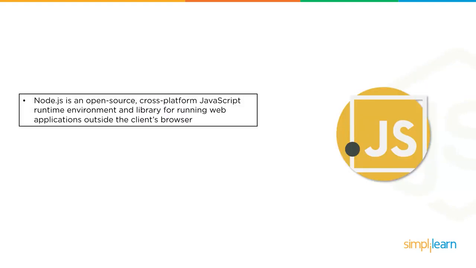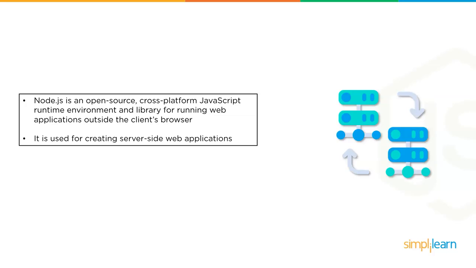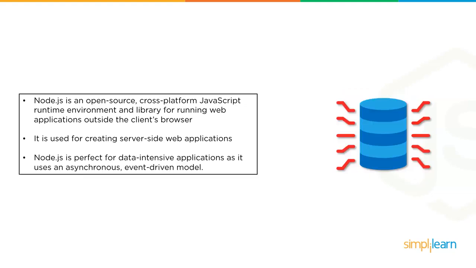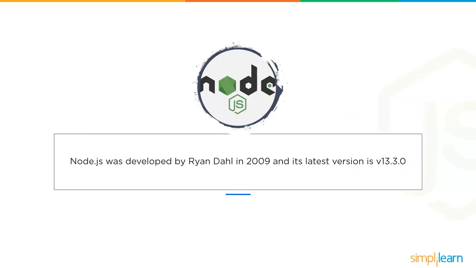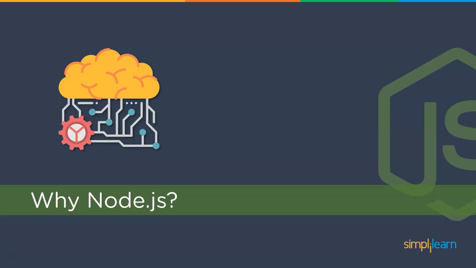So Node.js is an open source, cross-platform JavaScript runtime environment for running server-side applications. It is used to develop I/O-intensive web applications like video streaming sites, single-page applications, online chatting applications, and other web applications. It is used by large, established companies and newly minted startups. Node.js was developed by Ryan Dahl in 2009, and at the time of this session, its latest version is v13.3.0.